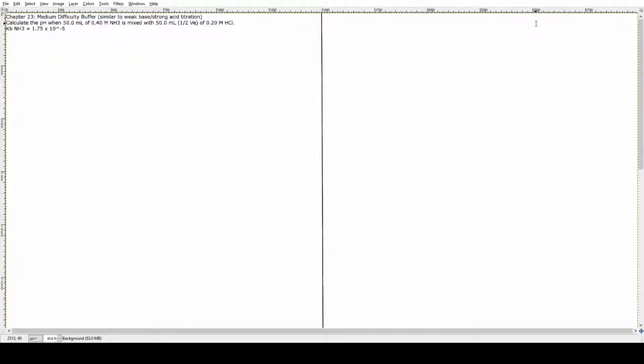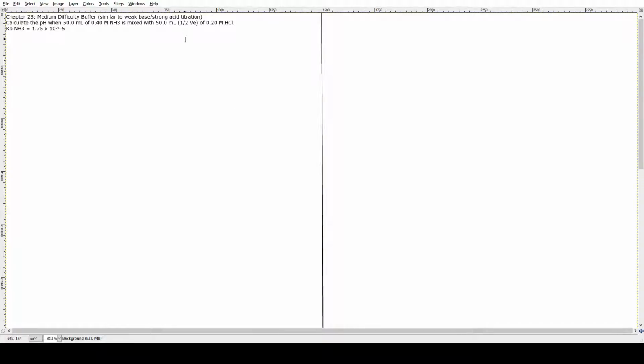Chapter 23, medium difficulty buffer, similar to a weak base plus a strong acid titration. Calculate the pH when 50 milliliters of 0.40 molarity ammonia is mixed with 50 milliliters of 0.20 molarity hydrochloric acid.